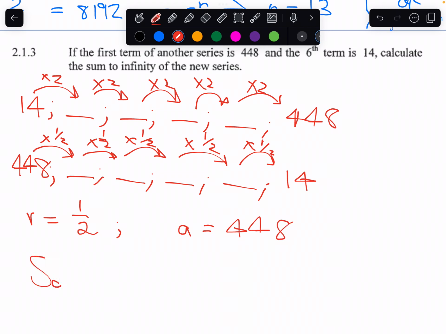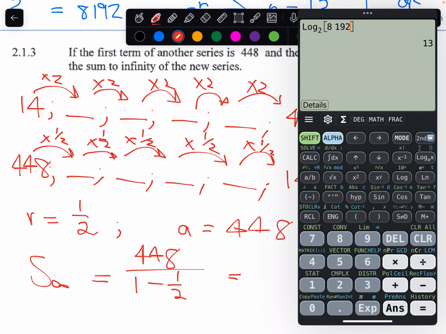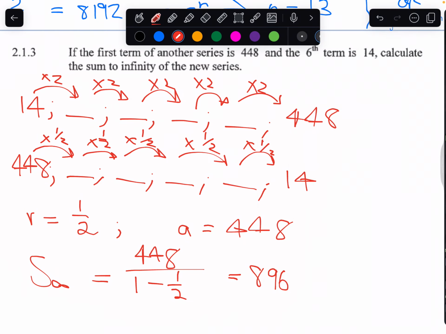So the sum to infinity will be A divided by 1 minus R. So that would be 448 divided by a half, which is 448 times 2, which is 896. Okay, and are we in agreement with the memo? Yes, we are. Awesome.